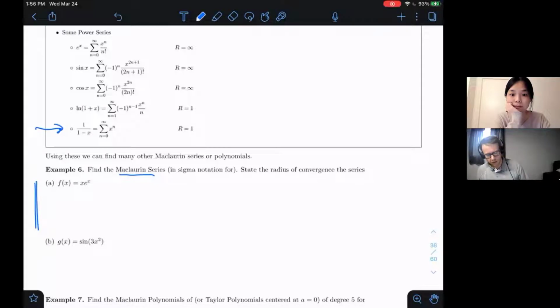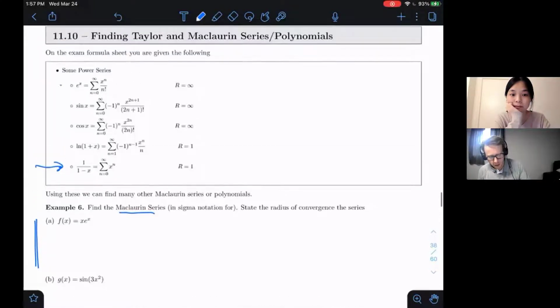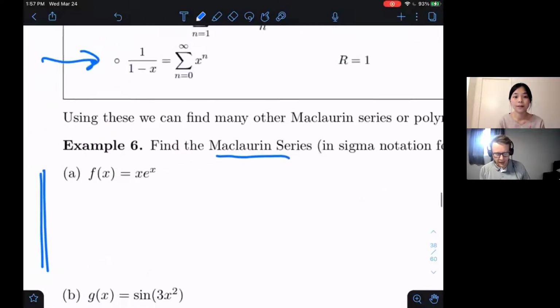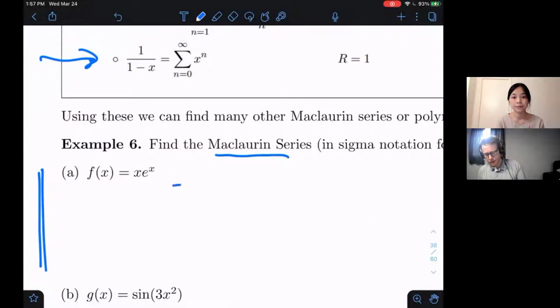In order to come up with this, we know already the infinite polynomial, the power series, the Maclaurin series, lots of different ways of saying the same thing, of e to the x. And so if I would like x e to the x, this is just going to be equal to x times, and again I find my e to the x, the sum from n equals 0 to infinity of x to the n divided by n factorial.